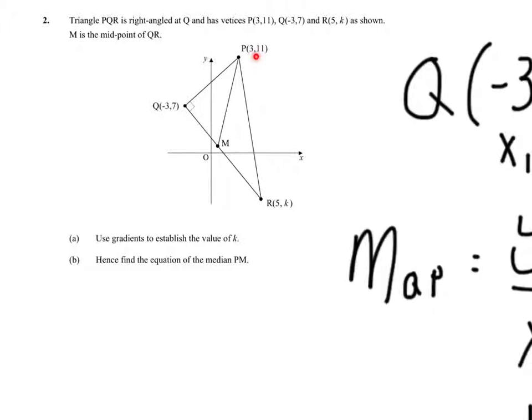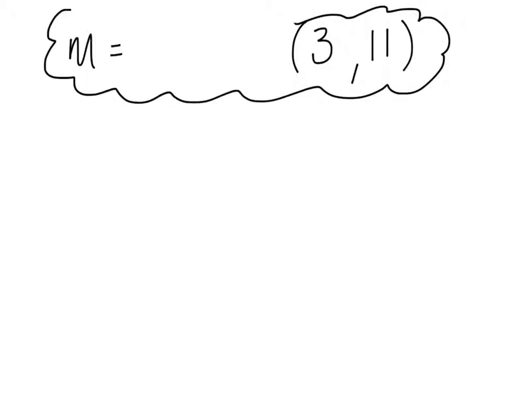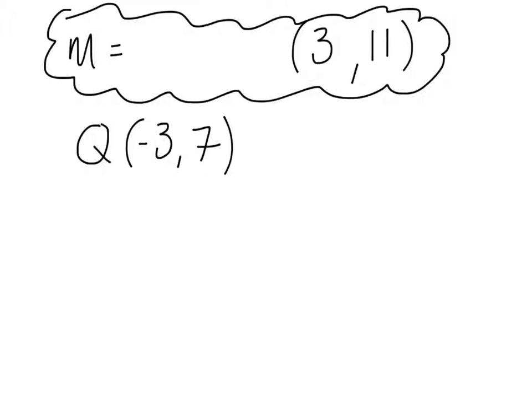So we'll remind ourselves the 2 things that we actually need. We need m, the gradient of the line, and we need a point on the line. So we have a point on the line already, that's the point (3, 11). m, the gradient, is the thing that we're going to try and work out first. Okay, so the 2 points we're looking at, Q and R, (-3, 7) and (5, -5).